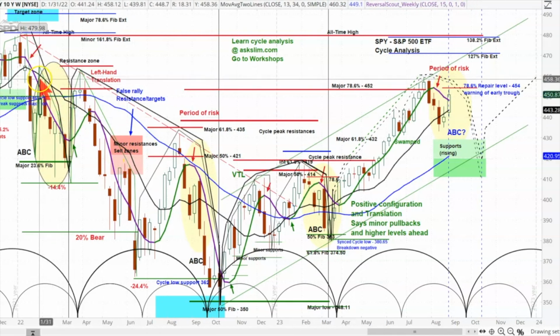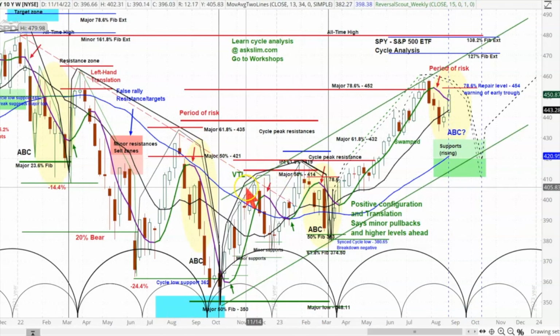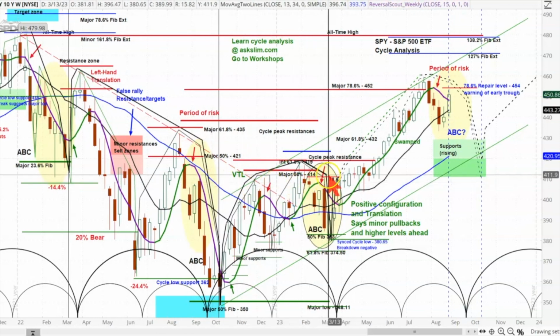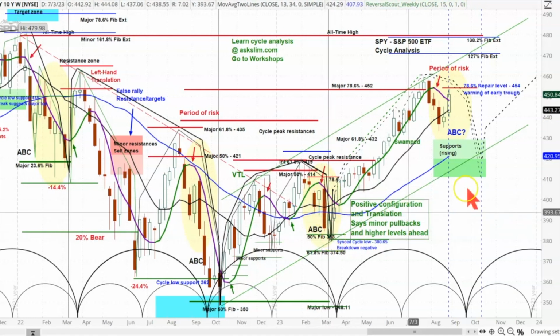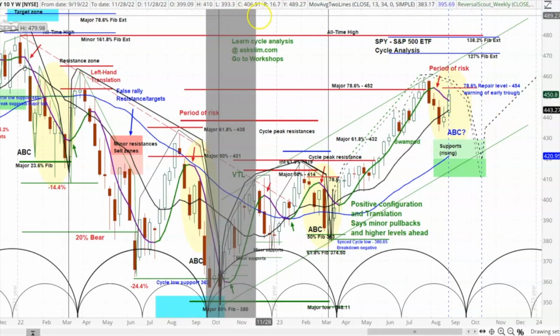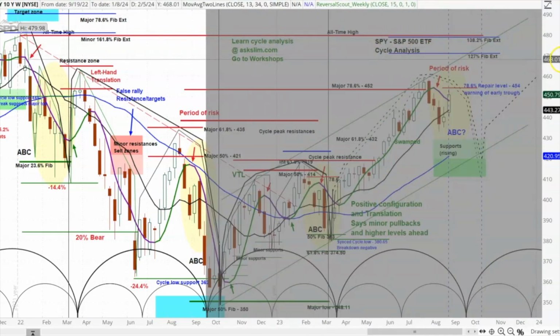This got up to only about the 61.8. The same thing right over here. This one right over here, ABC, as you can see, got very close to that 78.6 and then reversed to the downside sharply. The question is, what's going to happen here? Is it going to reverse to the downside as these other ones have done?